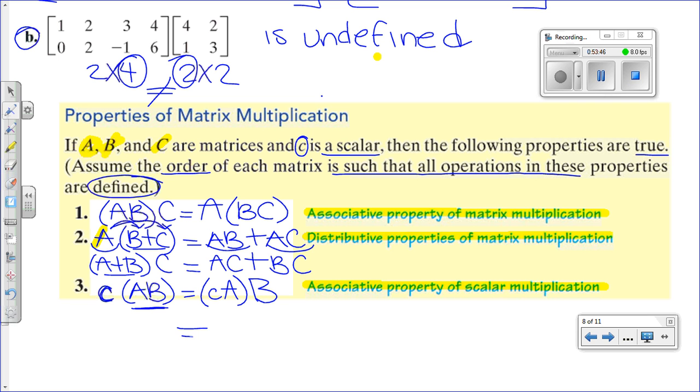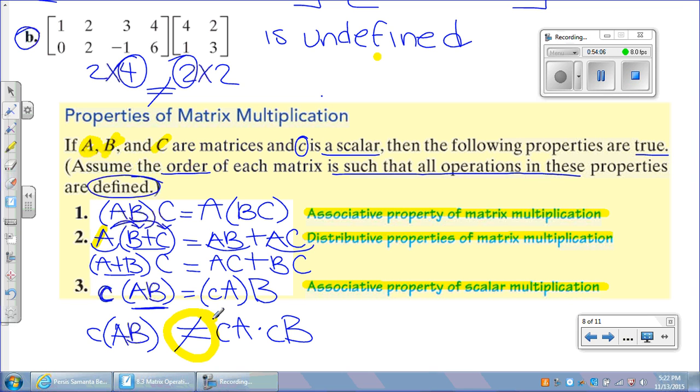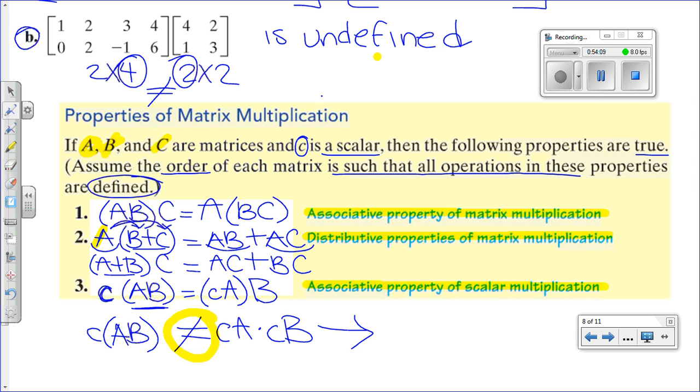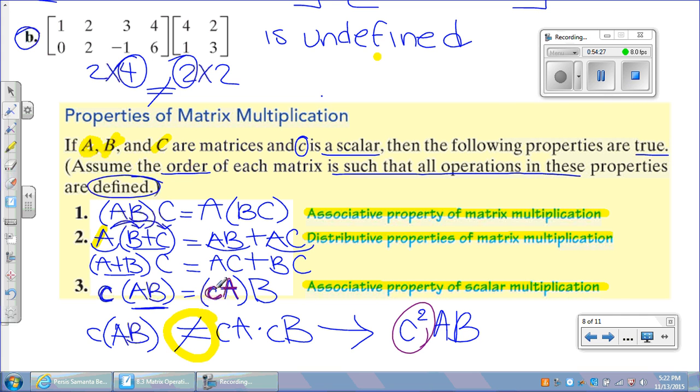Now in this case, do not confuse it with this property, well actually this is not the same. C times A and then C times B. And why is that not equal? Because the scalar that you will be multiplying here by will actually be C squared. And so if you do that, you only distribute that scalar to 1 matrix and 1 matrix only, because you don't want to multiply by C twice. So let's go to the next slide.